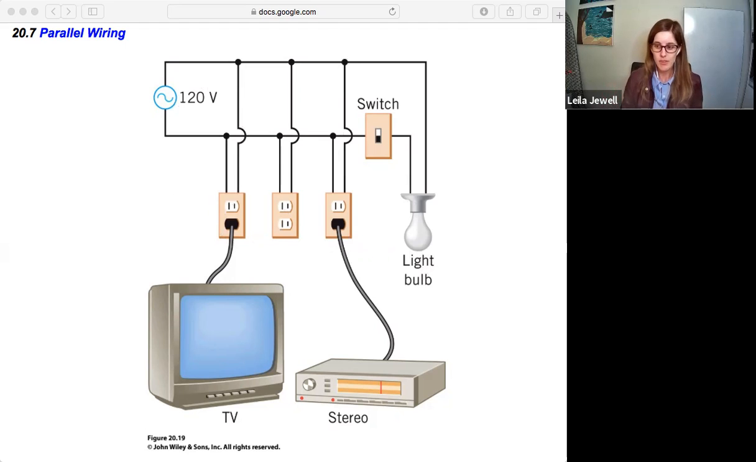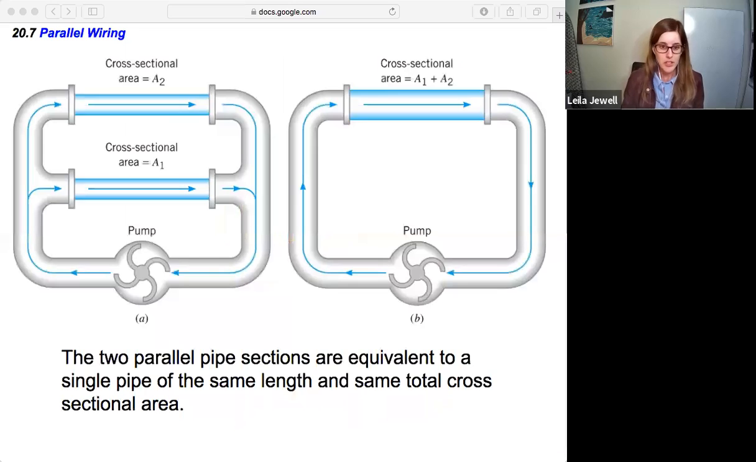Now, when things are wired in parallel, you can think back to our water pump analogy. The pump is our battery or AC generator again, right? That's creating the flow of charges. And the two parallel pipe sections, like parallel wiring, are equivalent to a single pipe of the same length and same total cross-sectional area. So it's like the water splits into the two, but we could imagine it just staying as one that's super thick. And that's what we're going to be trying to do when we create an equivalent circuit for parallel wiring. So let's work towards how we can create an equivalent circuit for a parallel setup.